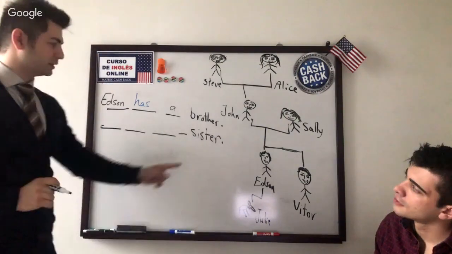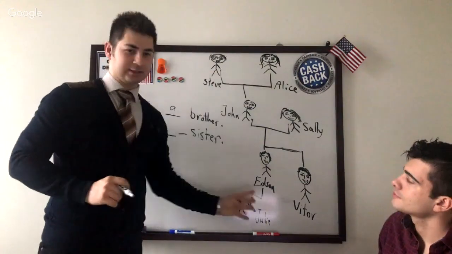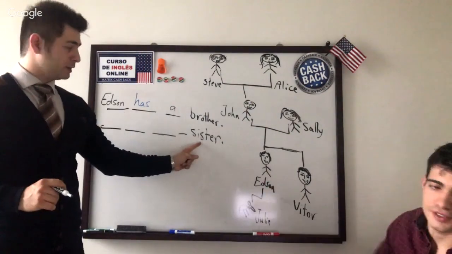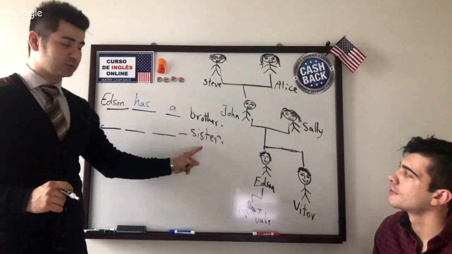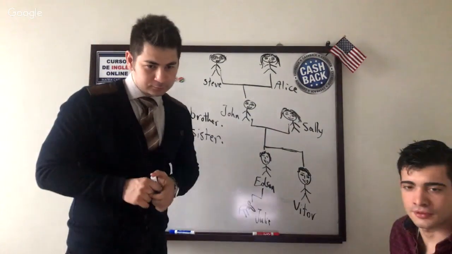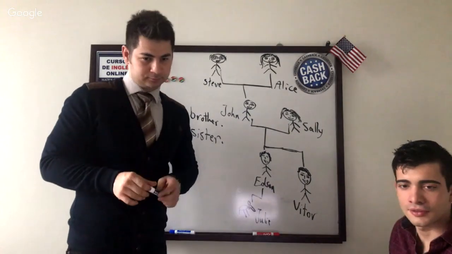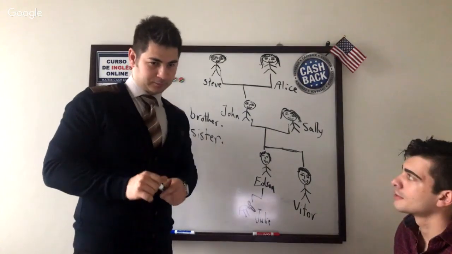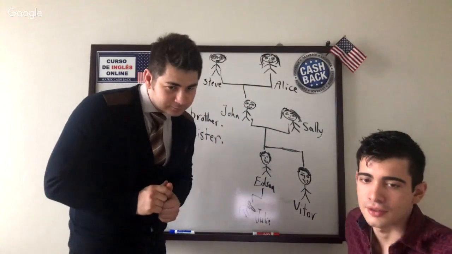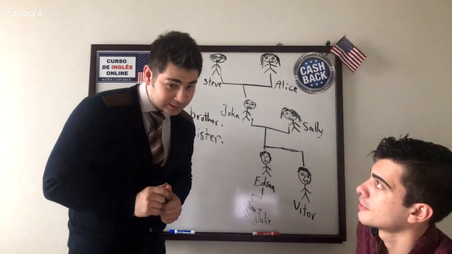Go ahead and write a sentence about Edson's family. Outra frase com sister no fim. The sentence has to end with the word sister. Tem que terminar com uma palavra irmã no final. Can you remember this person's name? Do you want me to translate? Yes, please.